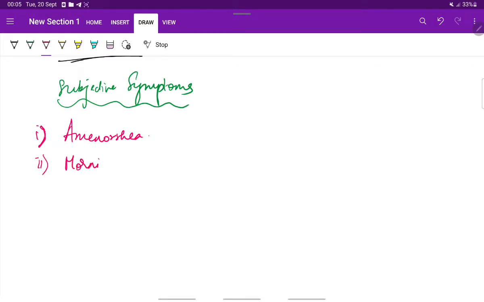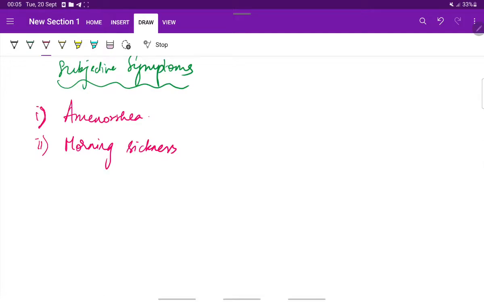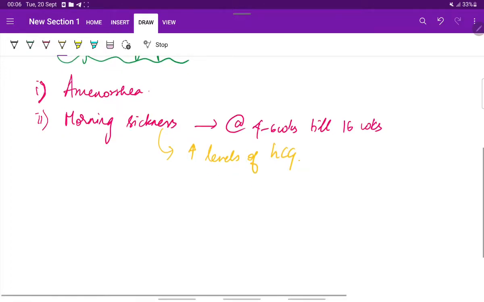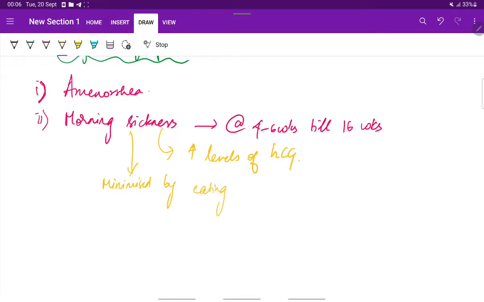Next will be the morning sickness, which is very commonly seen in pregnancy. This is seen in early weeks of pregnancy where there is nausea and vomiting, and this starts at around 4 to 6 weeks of pregnancy and it may continue till about 16 weeks. And this nausea and vomiting seen in the morning sickness is attributed to the presence of increased levels of human chorionic gonadotropin. So, this can be minimized by eating small meals at frequent intervals.